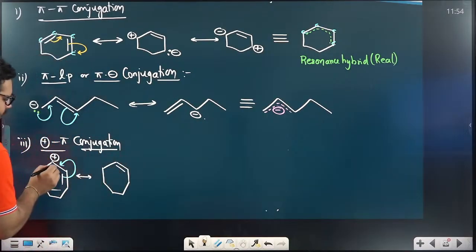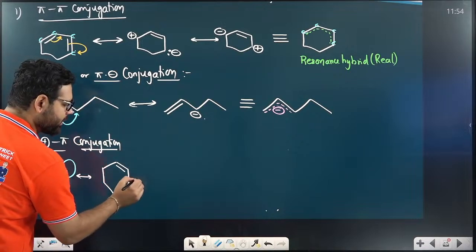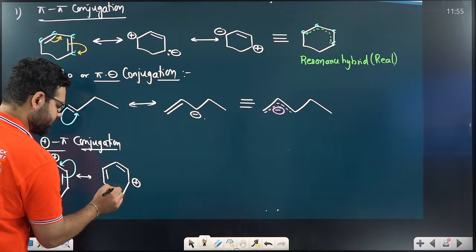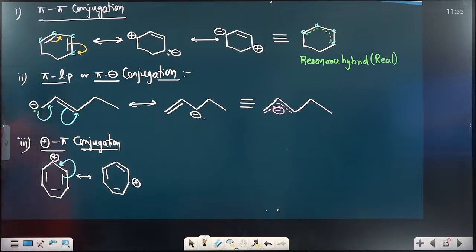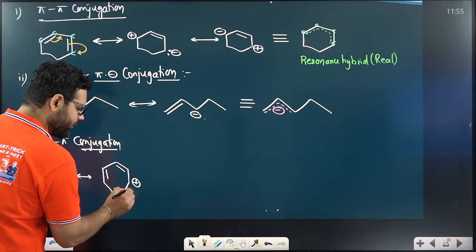So see here, pi came here. This carbon has lost its electron, so this carbon will become positively charged. Rest everything as it is. Correct? Again, you can move it ahead. Pi nothing plus, pi become pi.